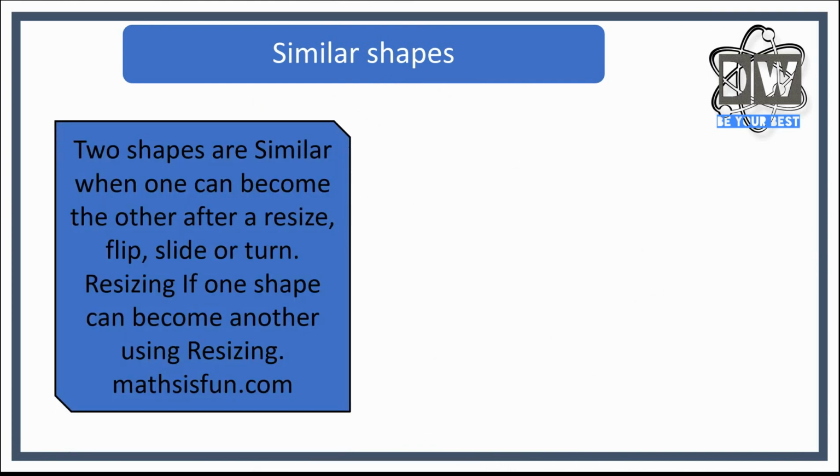So two shapes are similar when one can become the other after resizing. So either enlargement or a negative enlargement. Flipped, slide or turned. All right. Resizing, if one shape can become another, is using resizing. Fun, maths is fun.com. That's where that came from.